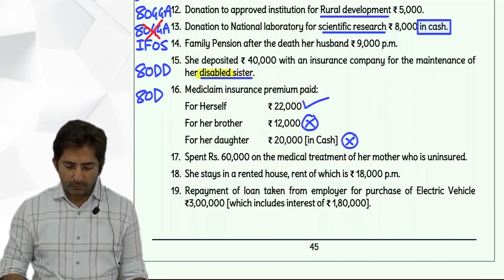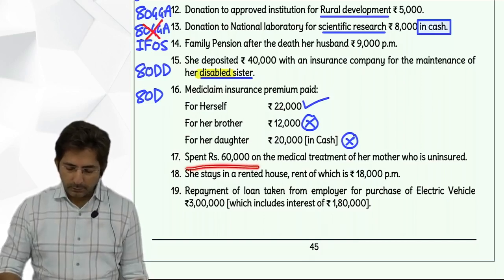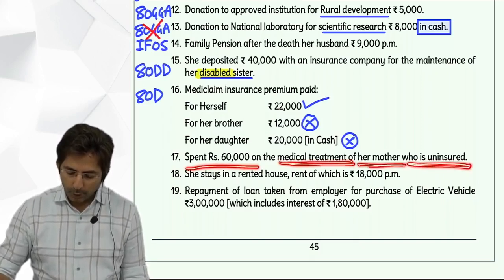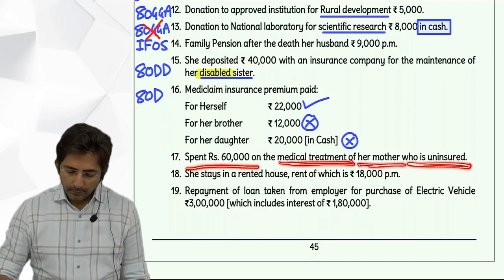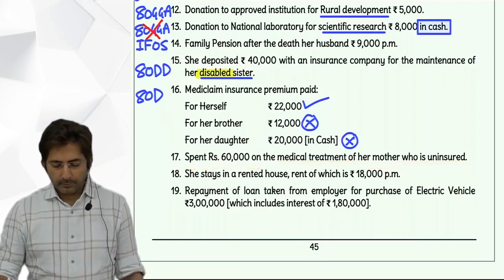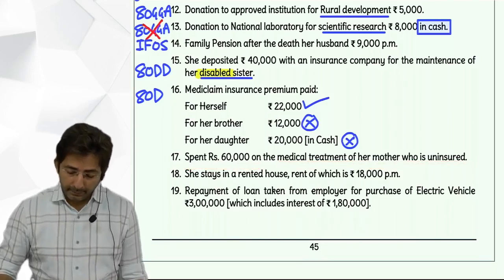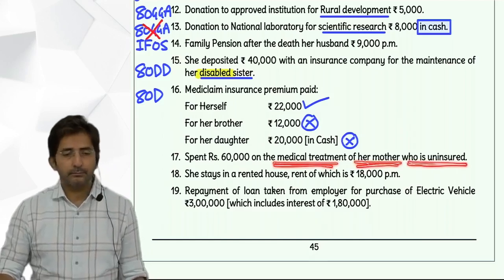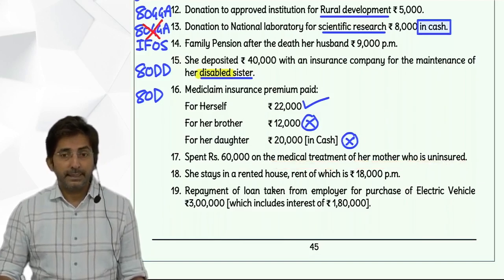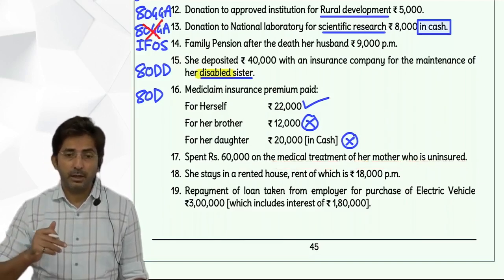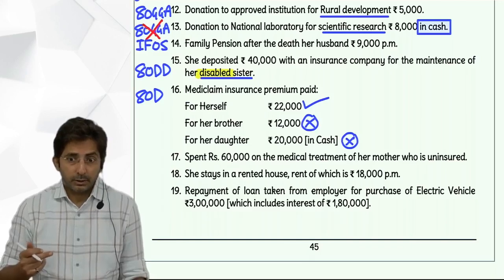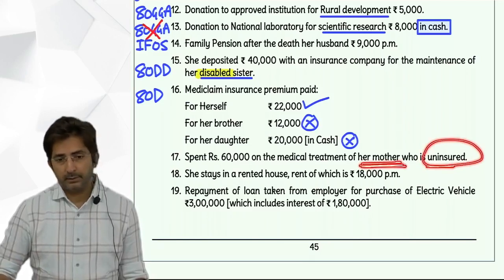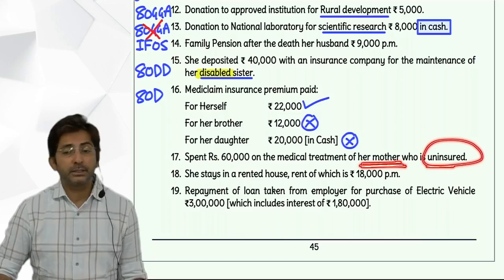After 80D, next is what? Spend 60,000 on the medical treatment of her mother who is uninsured. In 80D, you know, there was medical expenditure for an uninsured senior citizen. Uninsured is given, but the mother's age is not given. And whenever age is not given, don't assume senior citizen.